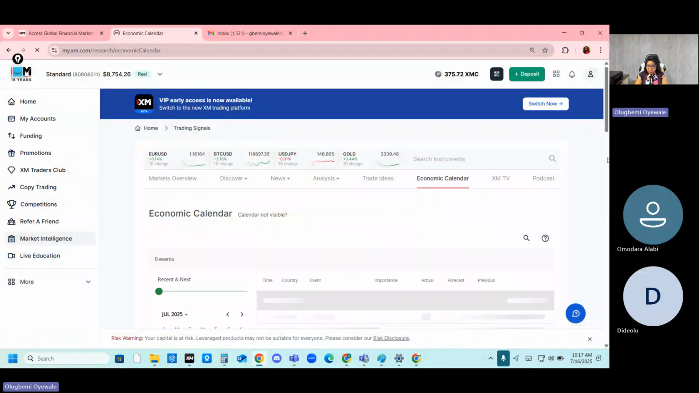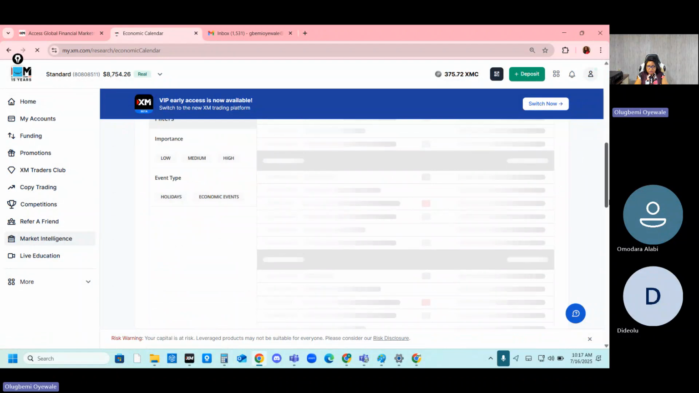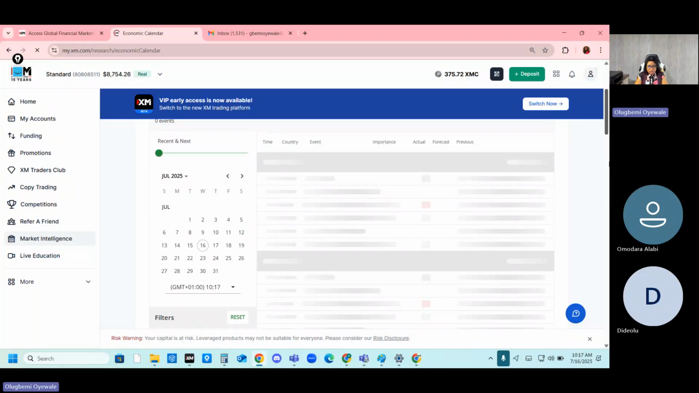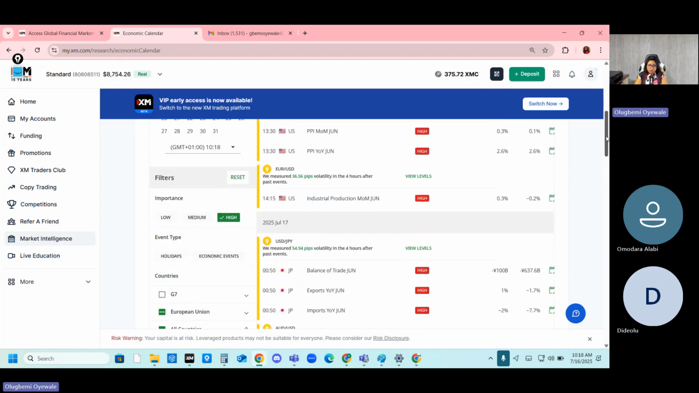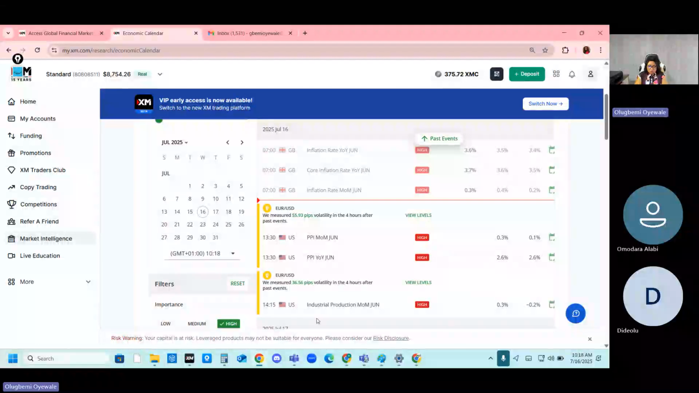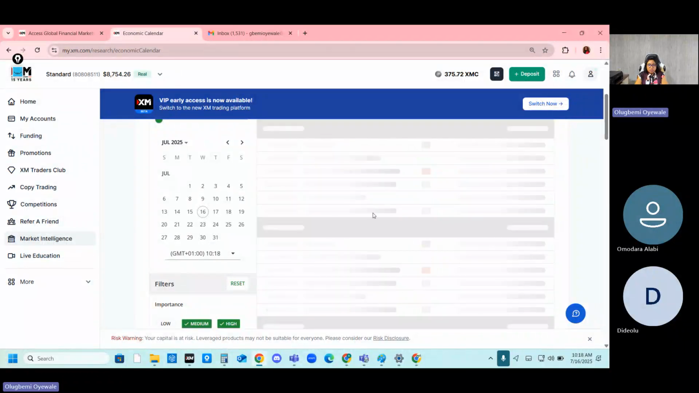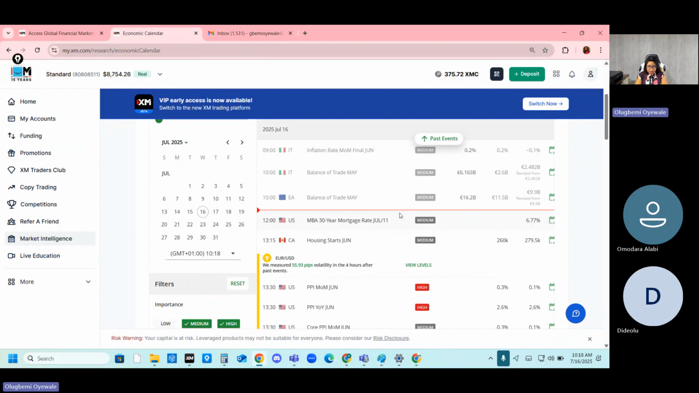And I'll be able to see what's happening in the different economies, especially within this week, the news that are planned for the week. And I'm going to filter for high impact. So this impact is the level of impact. This one showing red means high. I can filter for medium as well to see both the high and the medium impact news.